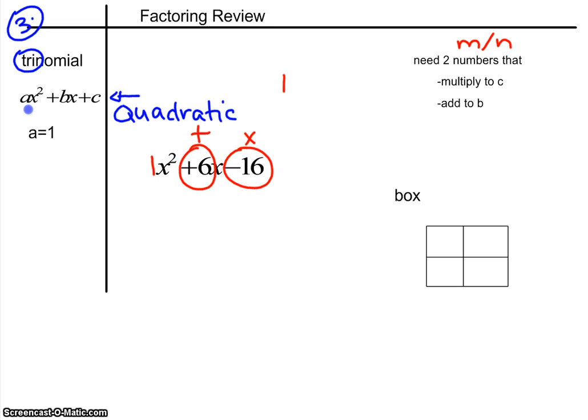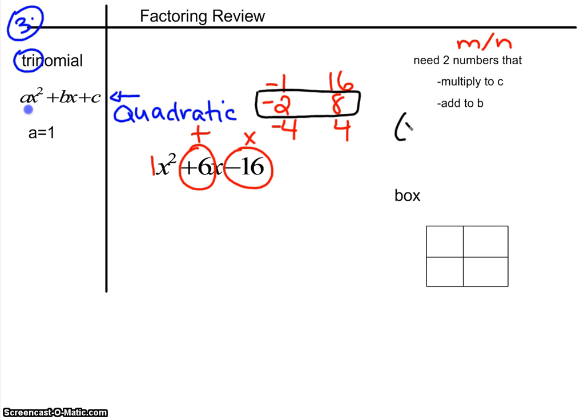Okay, and so what I'll talk about is look at the ways that I can multiply to 16. Always start with 1 times the number itself and work your way up. 2 times 8. 3 doesn't work. 4 times 4. And now I'm back going up, so I'm not going to go anymore. Multiply to a negative, so one of them needs to be negative. Add to 6. Here are my two numbers.